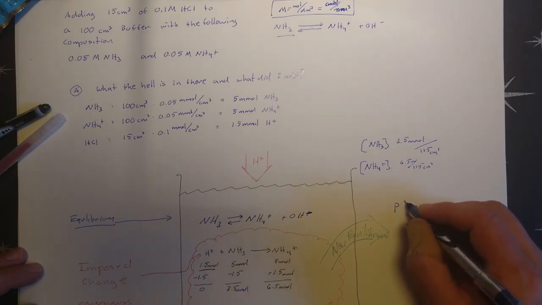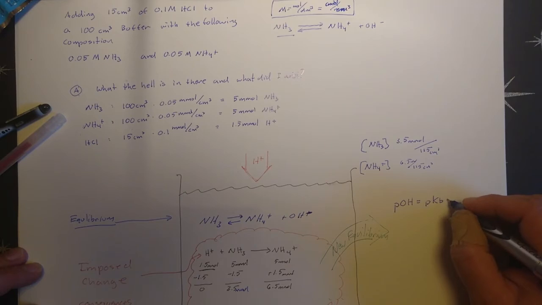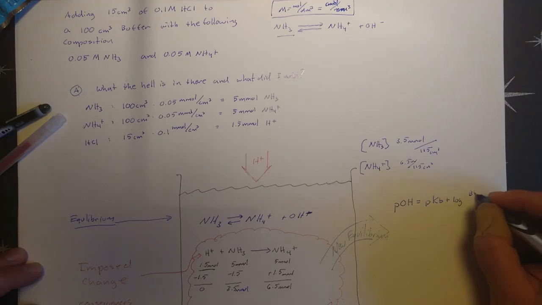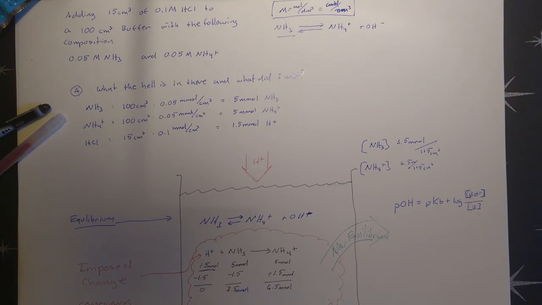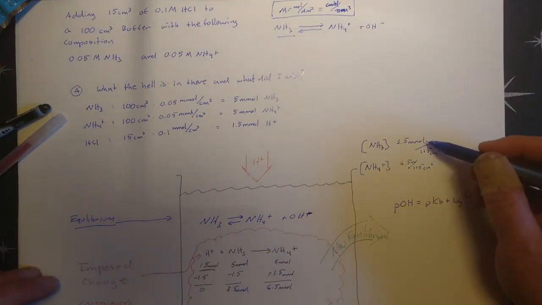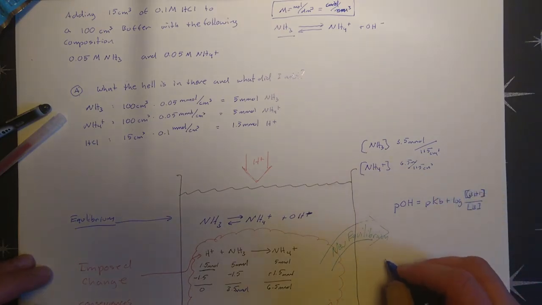So if we look at the Henderson-Hasselbalch equation for bases, we see that the pOH equals the pKb plus the log of the BH plus concentration over the B concentration. Now, in our case, the BH plus concentration is 6.5 over 115. So we'll just write it in there. I'm going to write it underneath here.